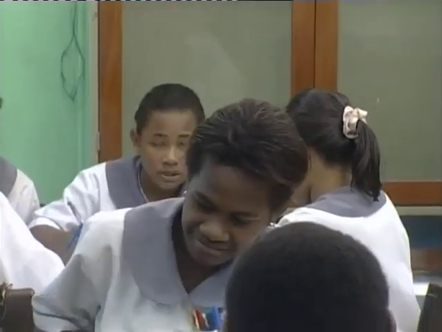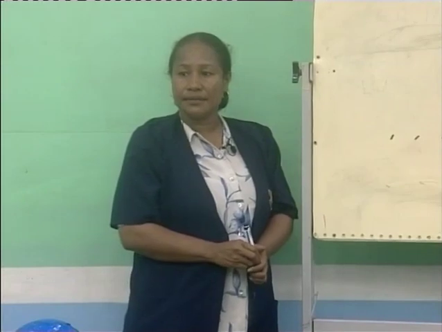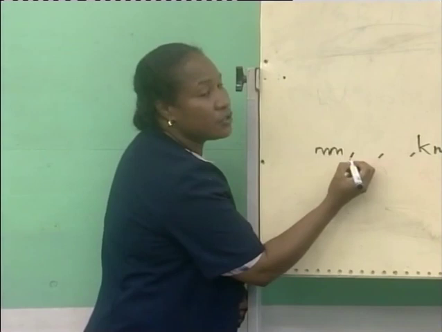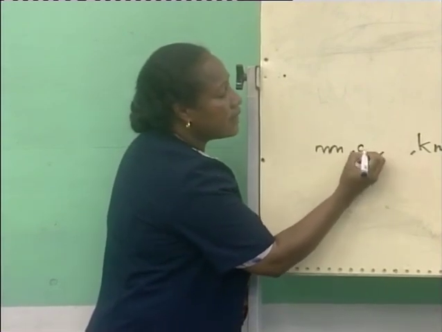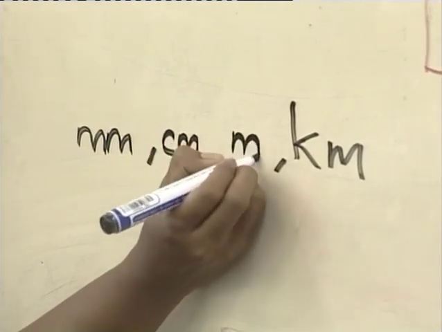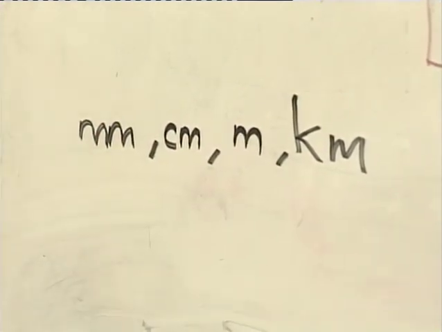Okay, Lorraine? We are trying to recap. So receiving students, please tell your teacher. Class, is she right? What is the smallest unit in length? Millimeters. Okay, we have millimeters. And next to millimeters? Centimeter. And after centimeter? Meters. And last one, class?